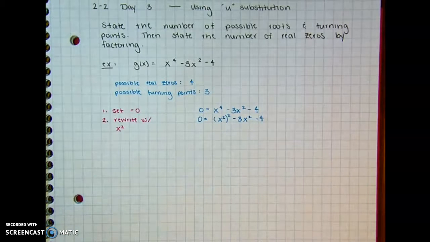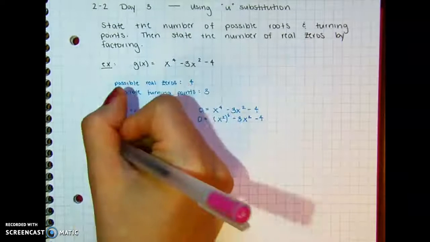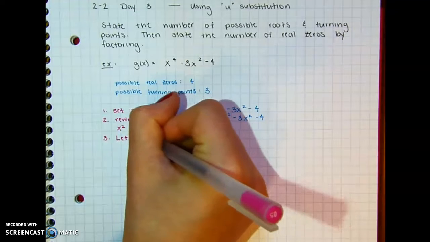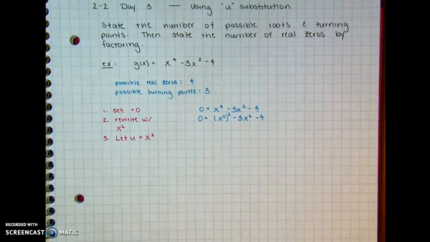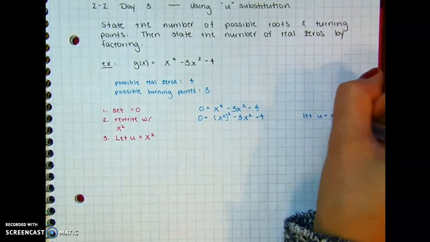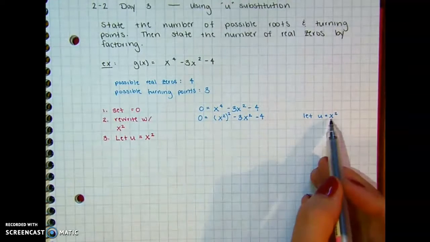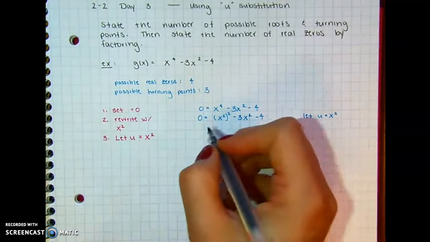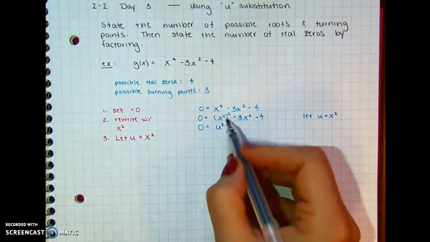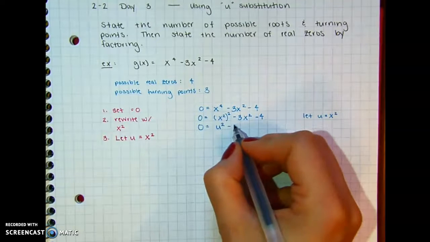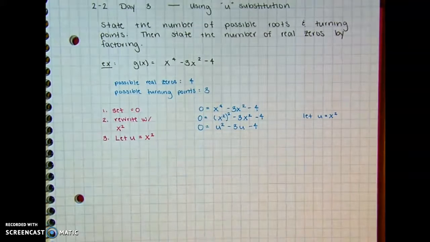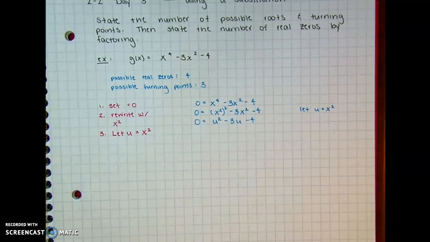Okay, now is where we use U-substitution. So we are going to let u equal x squared. And you do need to actually write that down, so I'll write it off on the side. Let u equal x squared. That means everywhere I see an x squared, I'm going to put the letter u. So this will become u squared, minus 3u minus 4. Now this looks a heck of a lot easier to factor.